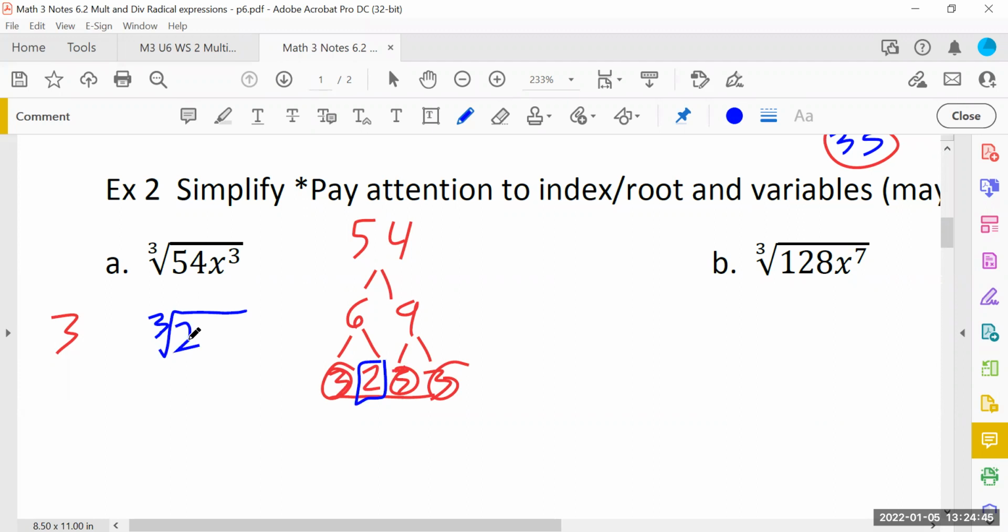Then the x's. Not here today. Not here today. I just called on you.